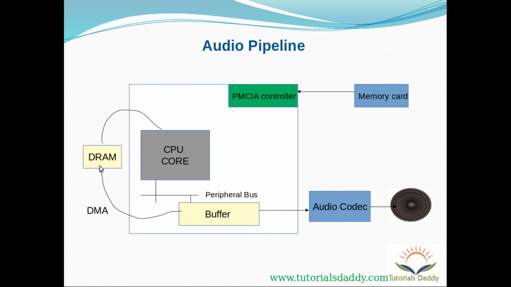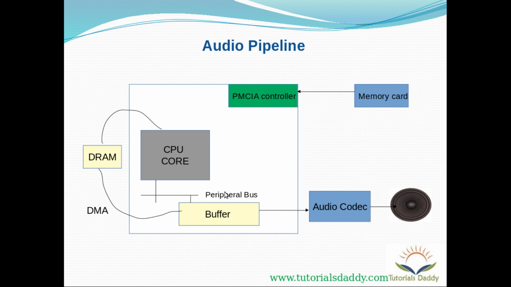This job of copying the data from DRAM to the buffer is done by the DMA, which is part of your SoC, and which copies the data from the DRAM to the buffers. These buffers are specially allocated for the audio channels. DMA plays a very important role in copying this data from the DRAM to the buffer depending upon the use case. And then we will have a controller on the SoC side.